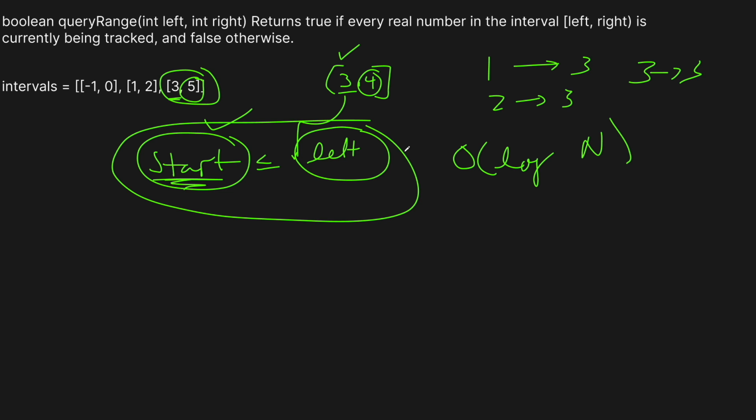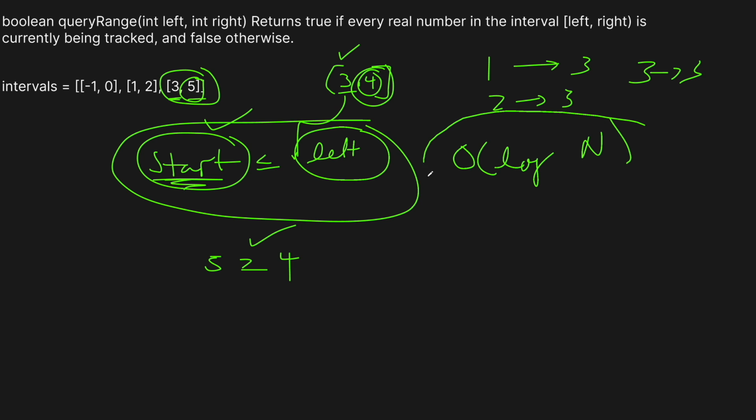So if we have a value here, if we were able to actually find an interval here, then what we're gonna do is simply check that right. So we basically just want to double check that the right value is greater than or equal to the right value we're looking for. If it is, then we're good to go. If it's not, then obviously we don't contain the right and we don't have this entire range.